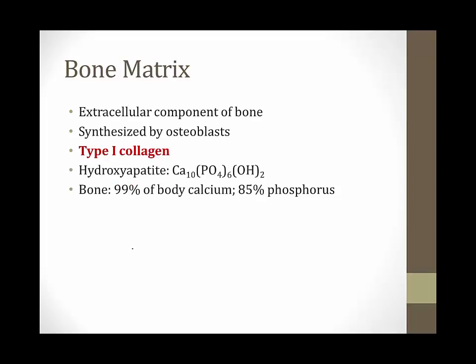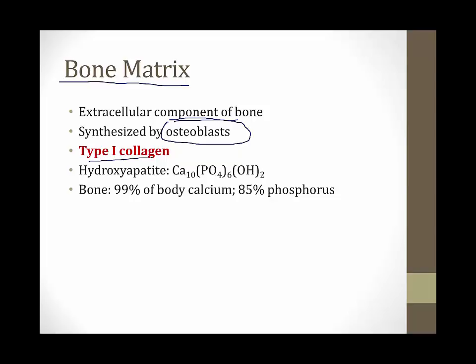So one of the things you can find in bone tissue are the cells that we talked about in the last slide, but lots of your bone is made up not of cells, but of something called bone matrix. This is the extracellular component of bone. It's synthesized by osteoblasts, the bone forming cells we talked about in the last slide. And lots of your bone matrix consists of type 1 collagen.